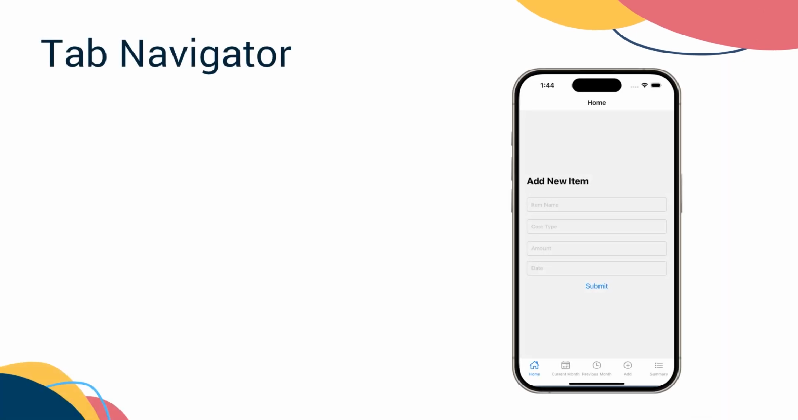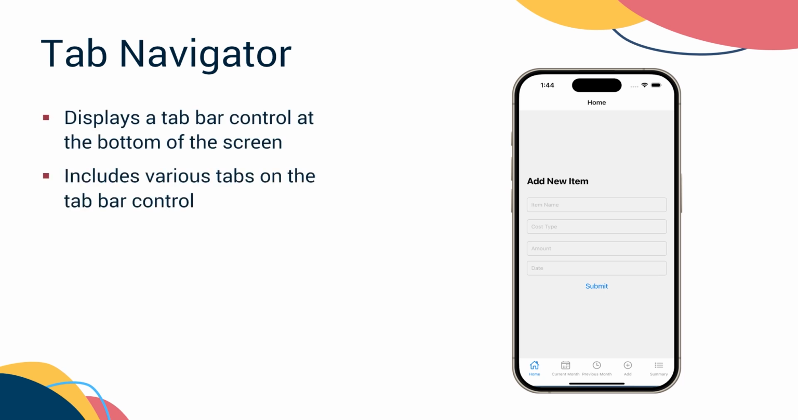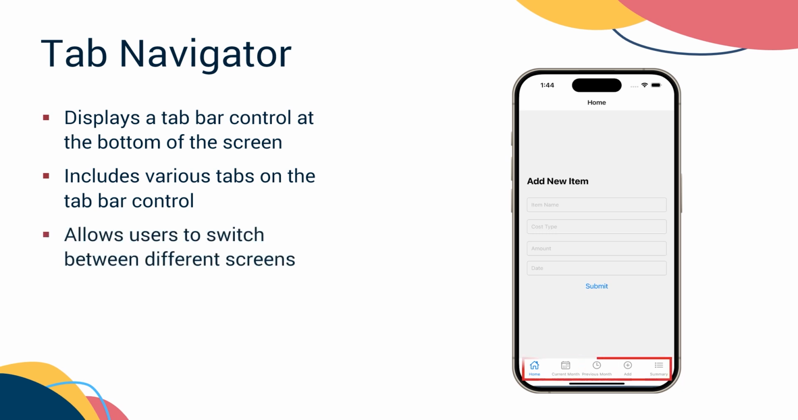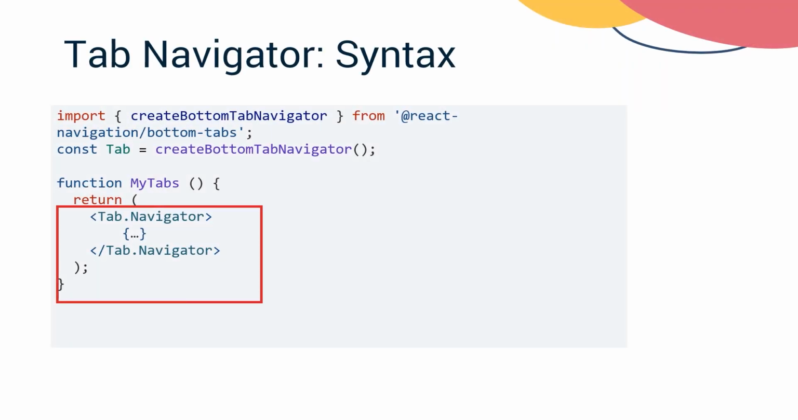Another navigator type is Tab Navigator, which displays a tab bar control at the bottom of the screen. The tab bar control includes various tabs that allow users to switch between screens easily. Users can navigate between multiple screens within the application by tapping the tabs. Here is the syntax for using Tab Navigator.